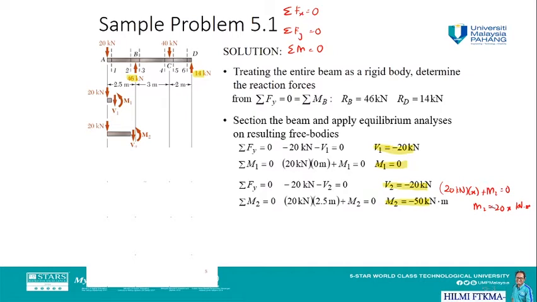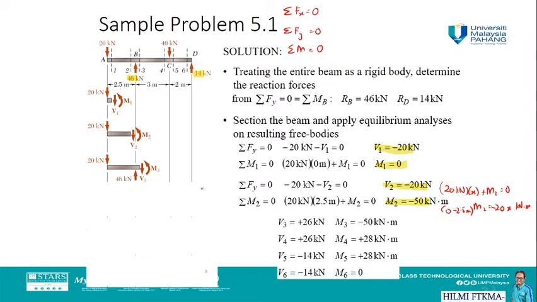Sorry, negative. So this is for the value of x from 0 to 2.5 meter. Next, we are going to proceed to the next section from point B to point C. This time we have V3 and M3, and we also have the reaction force at point B, which is 46 kilonewton. So the calculation would be the same.